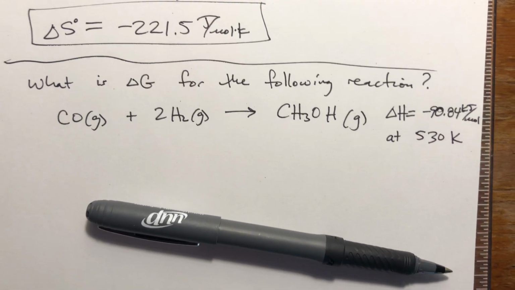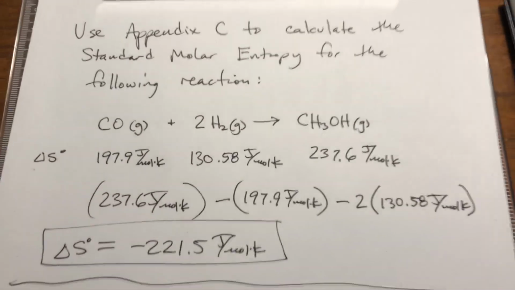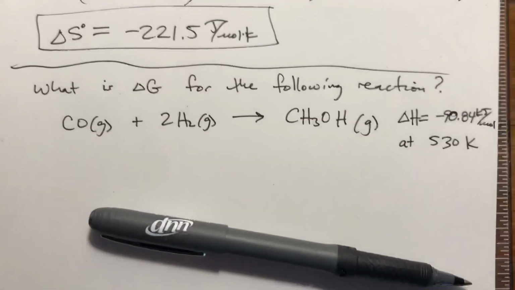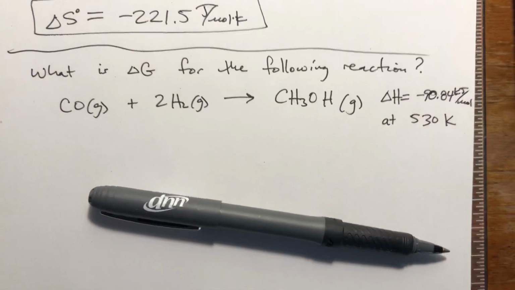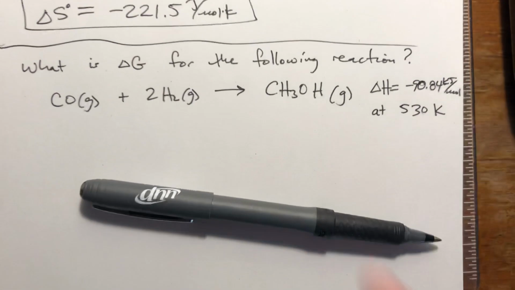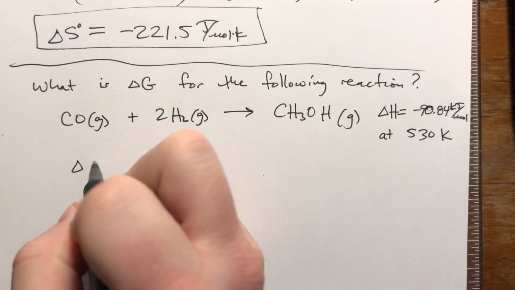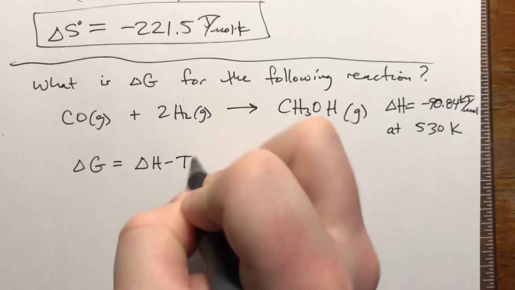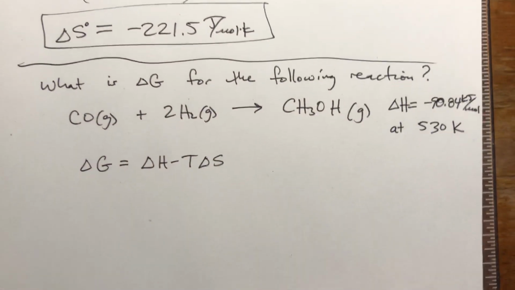Okay, so continuing the last problem, sort of. In the last problem, we solved for delta S of this reaction. Now we want to know what is delta G, the Gibbs free energy. The equation for delta G is delta G equals delta H minus T delta S.